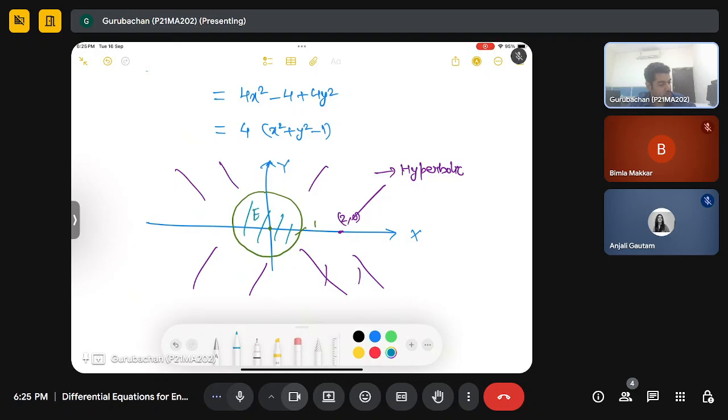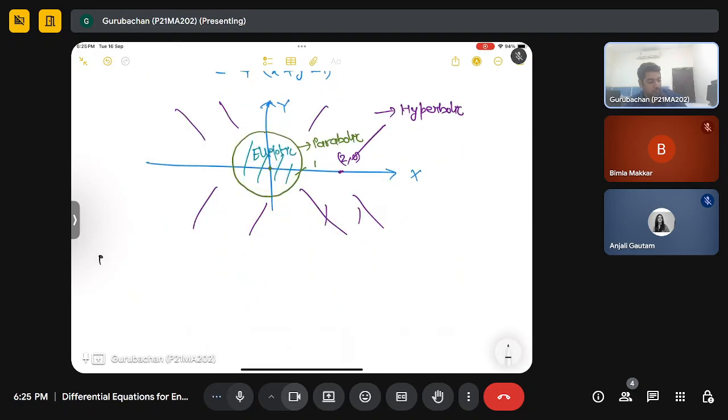This will be elliptic. Okay, and let me also write the boundary as parabolic classification.